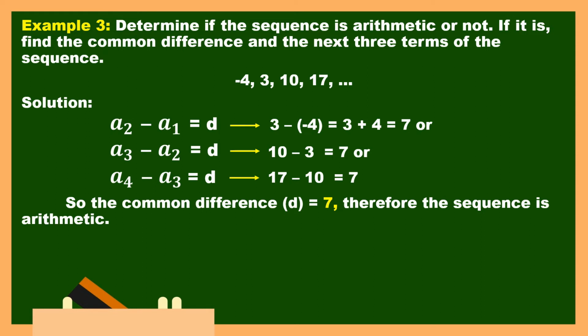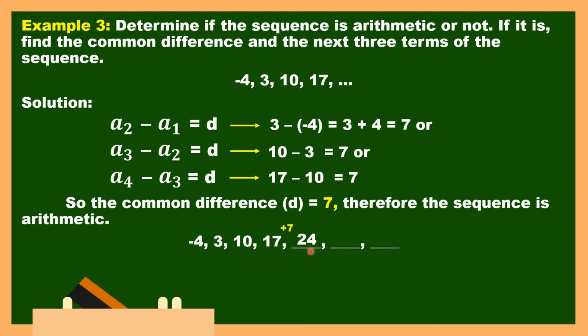At ngayon naman, para makuha ang tatlong sumusunod pa na term, ang common difference dito ay idadagdag natin sa last given term, which is the fourth term. And ang ating fourth term dito ay 17. So, 17 plus 7 equals 24. Nakuha na natin ang unang term na ipinapahanap.